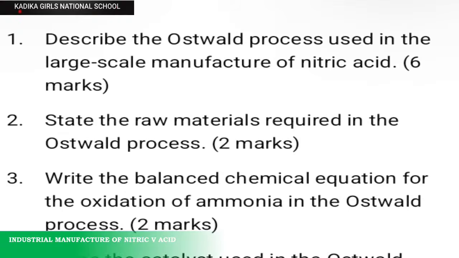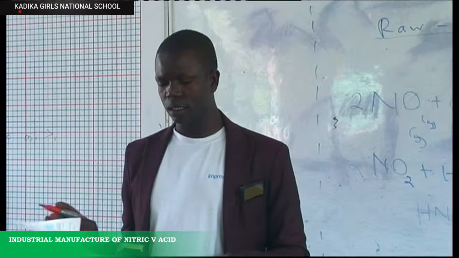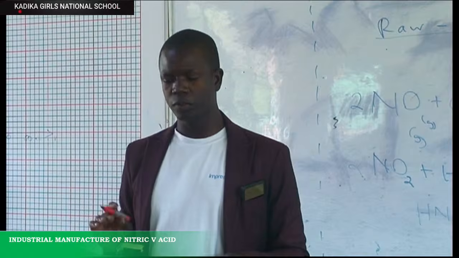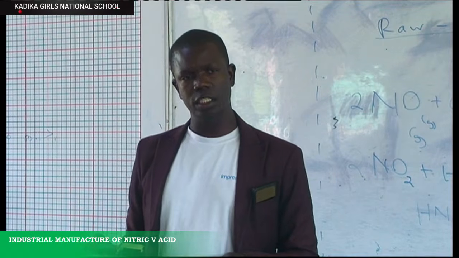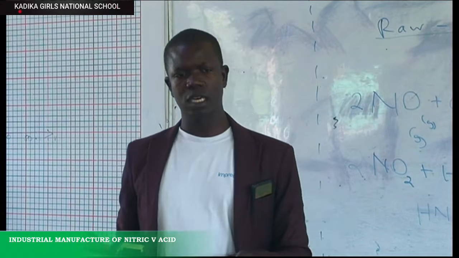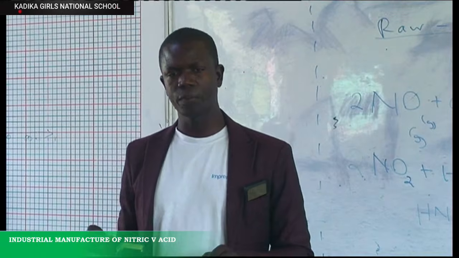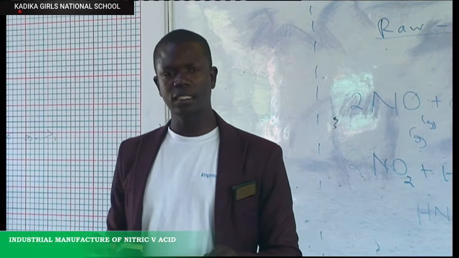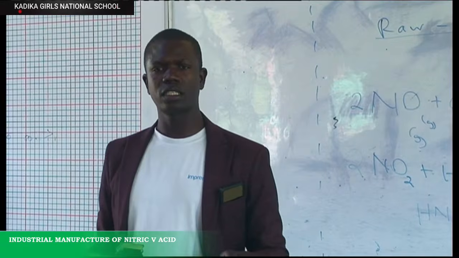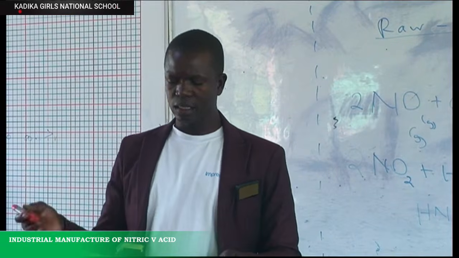They are first being purified. After the gases have been purified to remove impurities, they are compressed to about 9 atmospheres, passed to the heat exchanger for preheating to about 230 degrees Celsius, then passed into the catalytic chamber where the two gases are going to react in the presence of a catalyst.